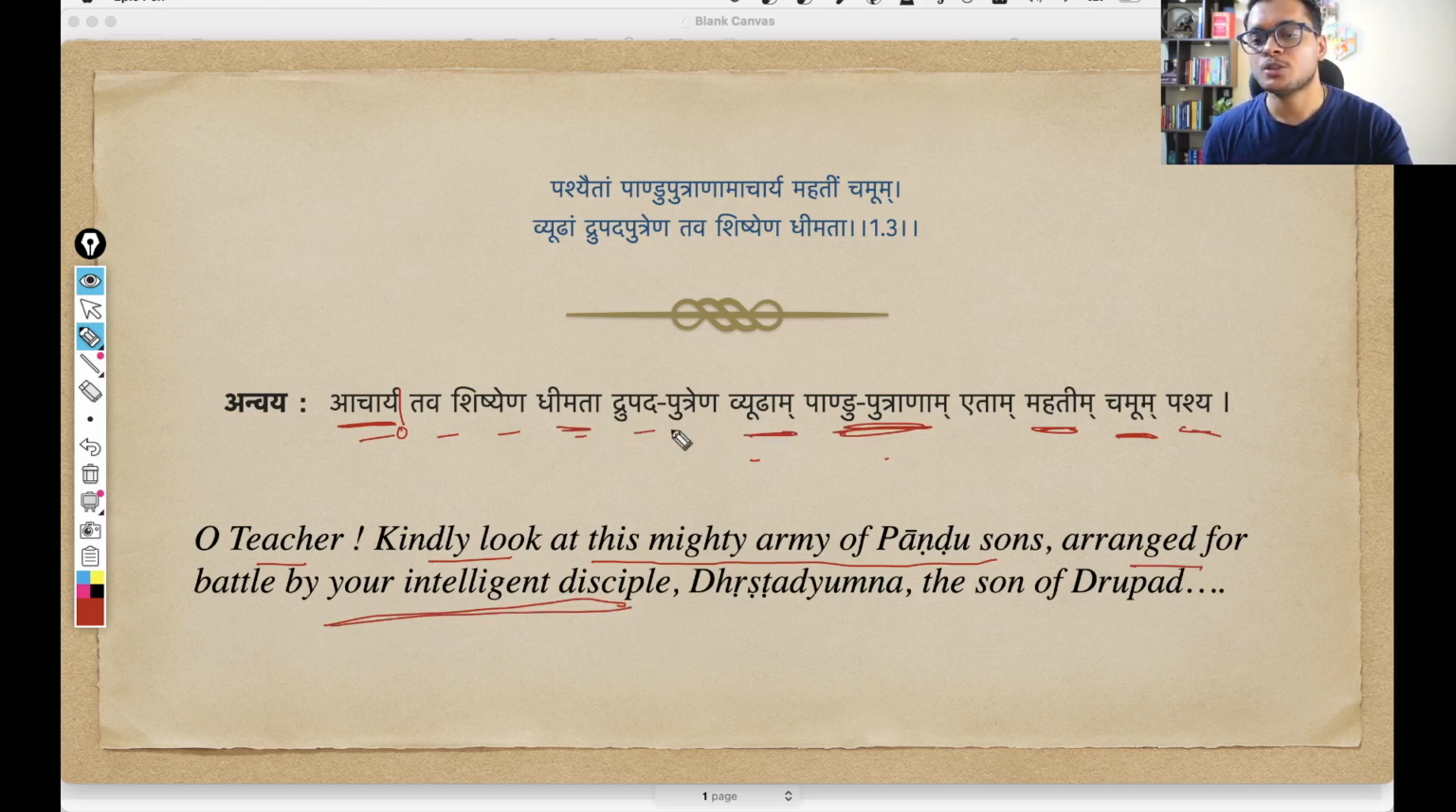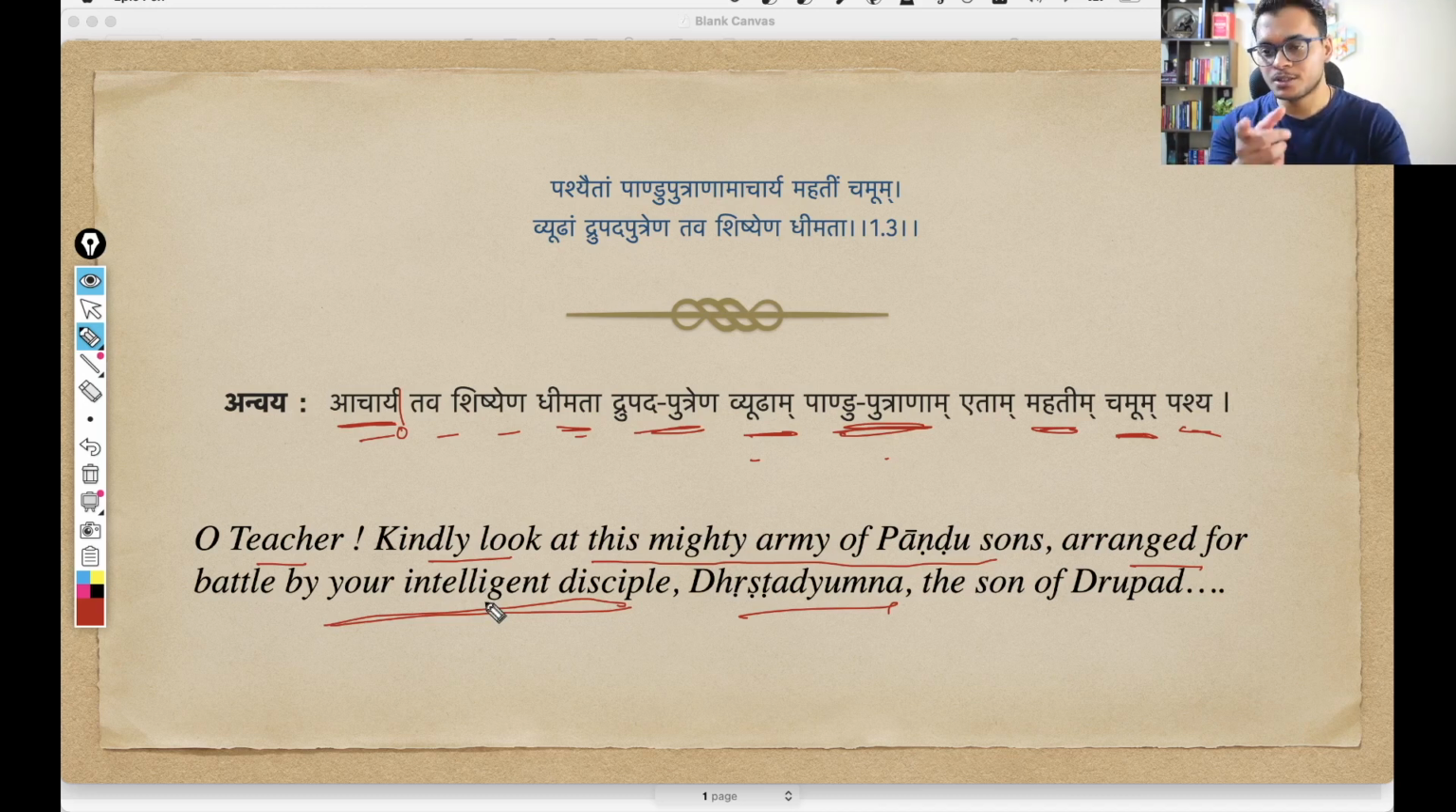So, Dhimata Drupad Putren. Dhimat means intelligent. Drupad Putren, by the son of Drupad, that is Drishtadumna. That was his name, son of Drupad. And that is the entire thing. Duryodhana is asking his teacher; he went near to his teacher in the previous shloka, right? Duryodhan approaches his teacher and said these words.